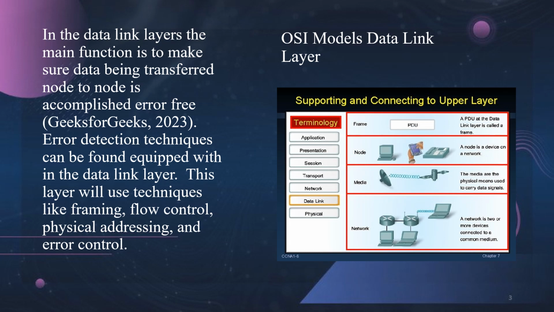Slide 3. OSI model data link layer. In the data link layers, the main function is to make sure data being transferred node to node is accomplished error-free. Error detection techniques can be found equipped in the data link layer. This layer will use techniques like framing, flow control, physical addressing, and error control.